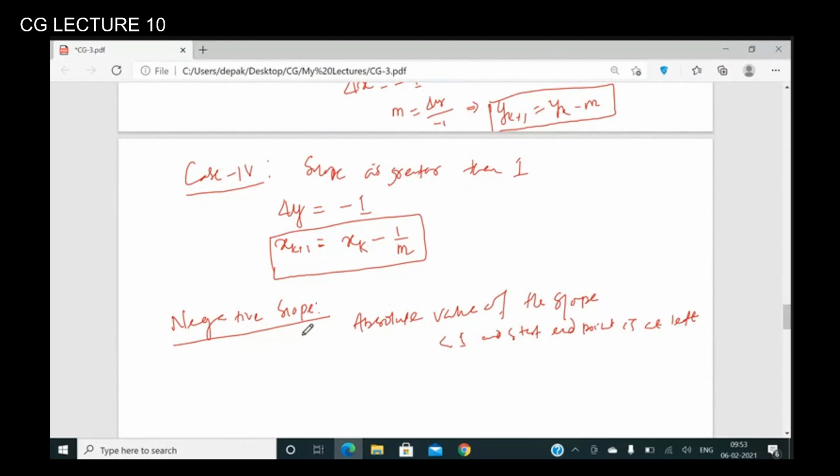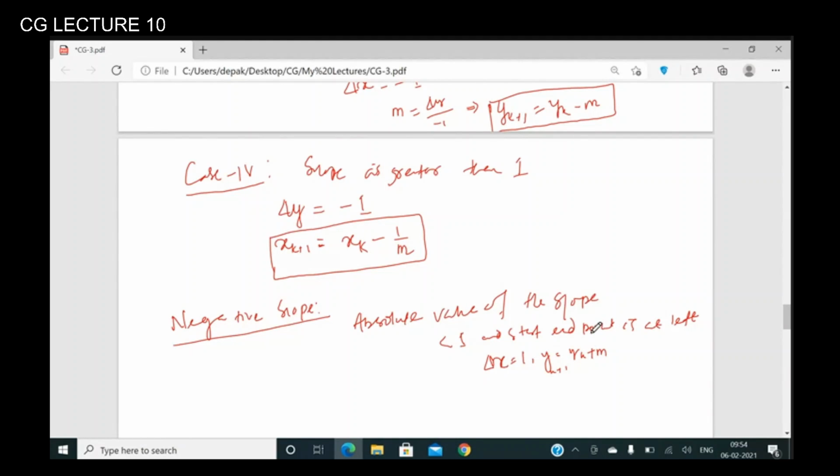In case of negative slope, you have to first calculate the absolute value of the slope, and the rest will be the same, including the conditions. If the slope is less than 1 and the start end point is at left, which is nothing but case 1, we have just now seen, right? That means del x will be equal to 1 and y of k plus 1 will be calculated as y of k plus m.